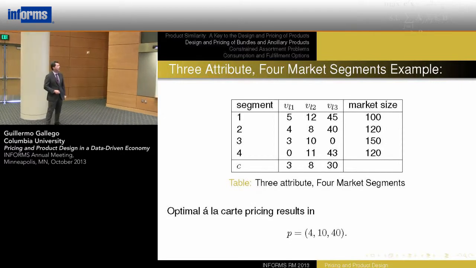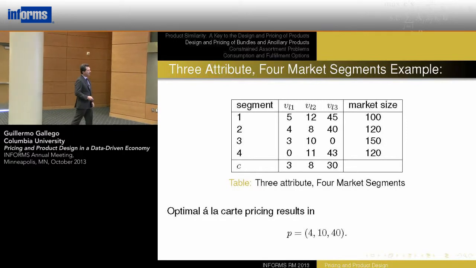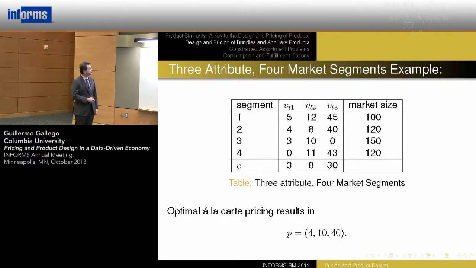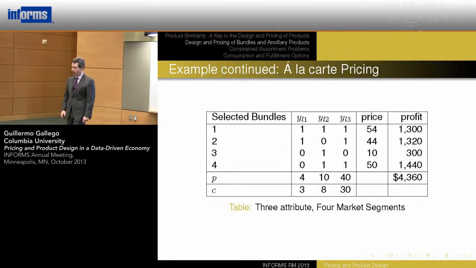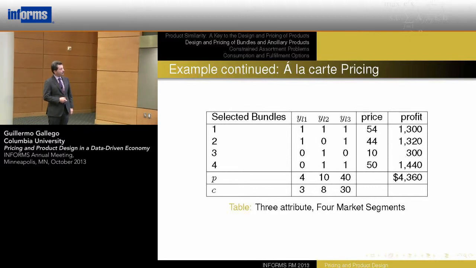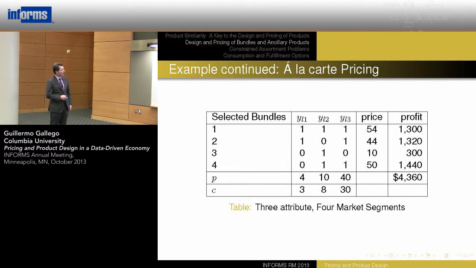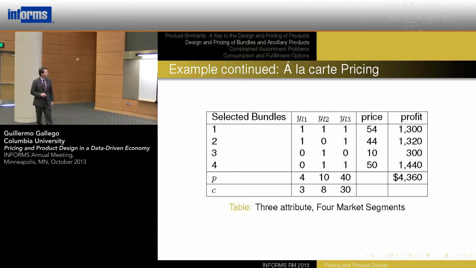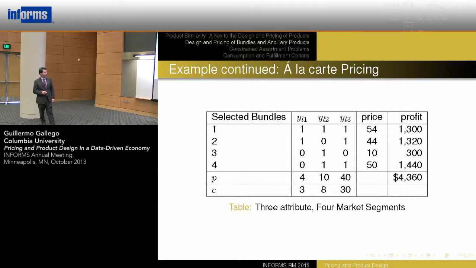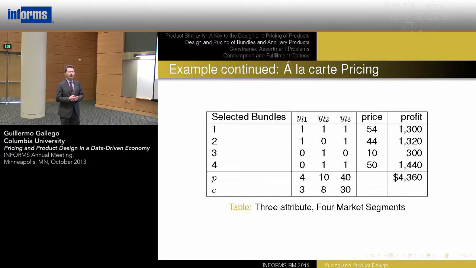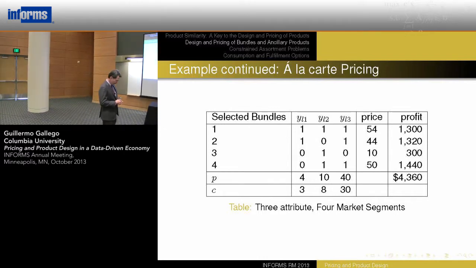So if you were pricing a la carte, the optimal a la carte prices would be 4, 10, and 40. And this is what customers would buy. Segment 1 would buy the 3 attributes. Segment 2 would buy attributes 1 and 3. Segment 3 would buy attribute 2 only. And finally, segment 4 would buy attributes 2 and 3. And you would make $4,360. And that's the optimal that you can do by selling a la carte.